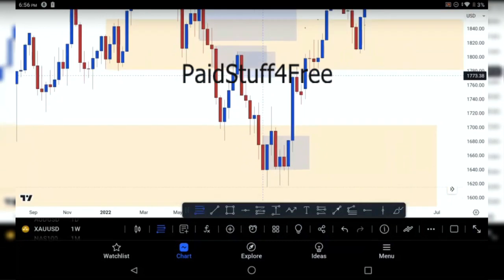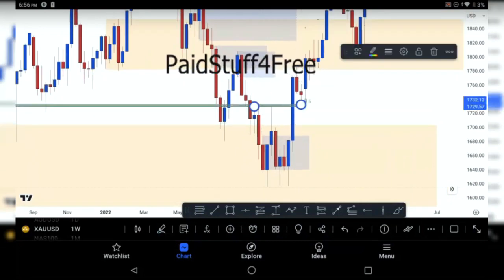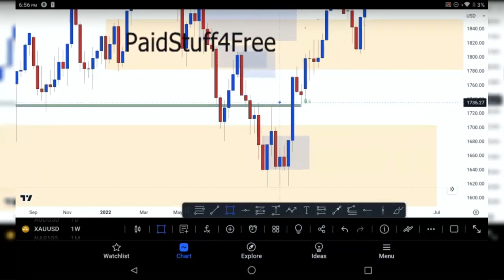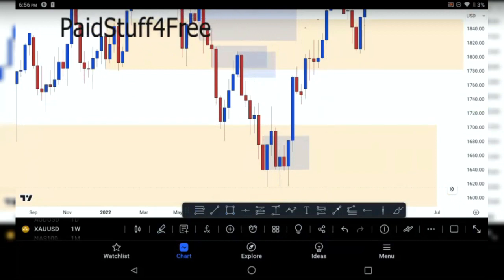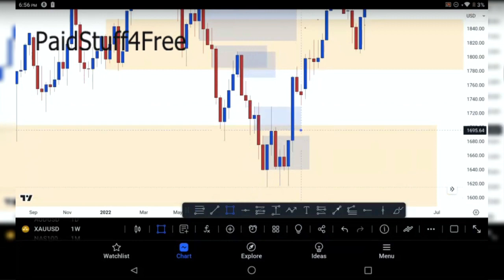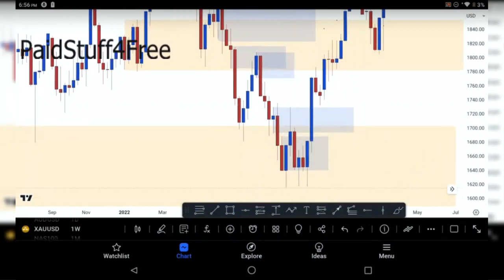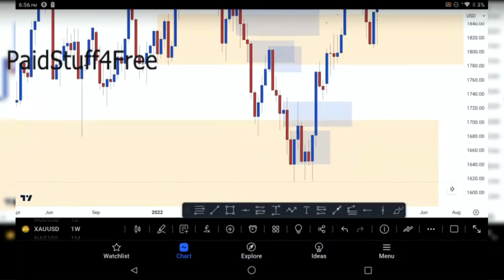Now, this right here is the leg that brought price down. This is the leg that brought price down on a weekly time frame. If price doesn't break this zone, we are not changing storyline.